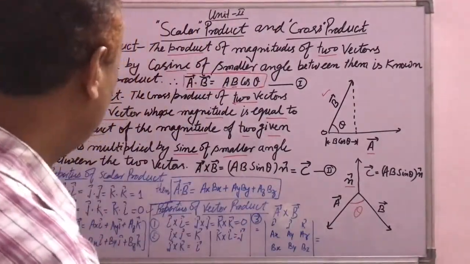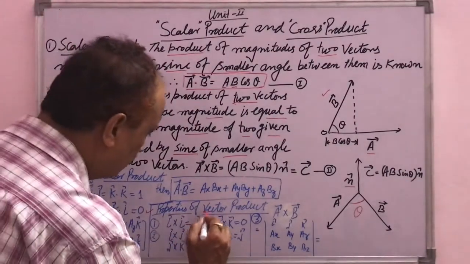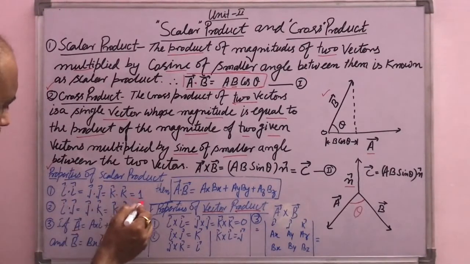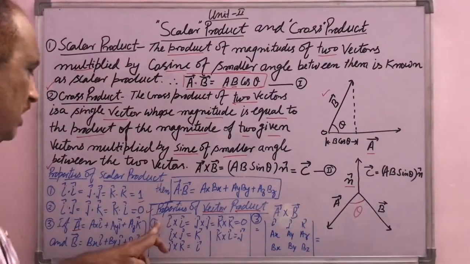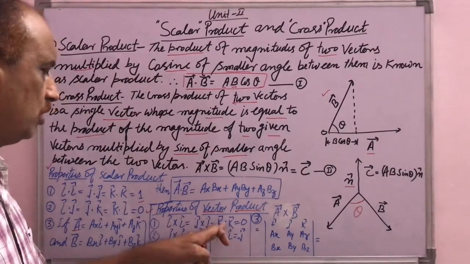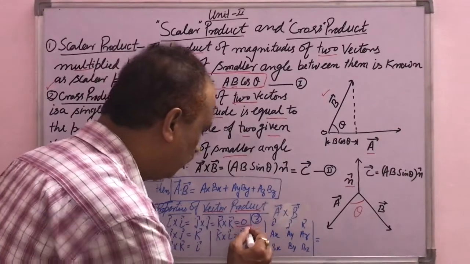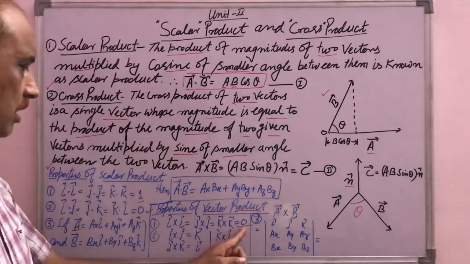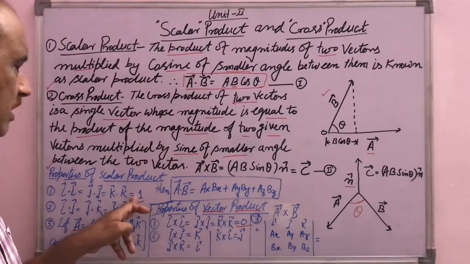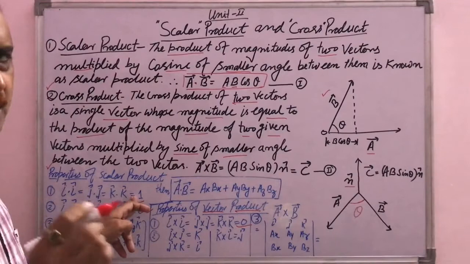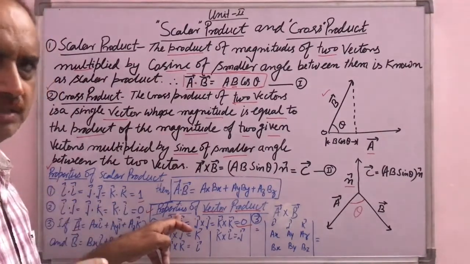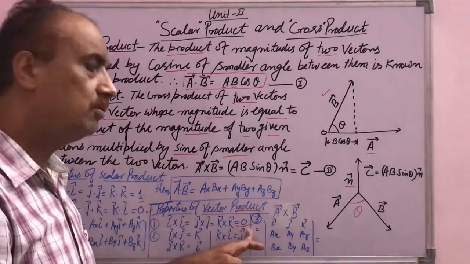Now the properties of the cross product. The first property: in the dot product, i dot i, j dot j, k dot k is equal to 1. But in the cross product, i cross i equals j cross j equals k cross k, which is always equal to 0. It means in the cross product, the answer is just opposite. In the dot product, we get the answer one when we multiply similar vectors. When we multiply two similar vectors under the cross product, the answer will be equal to 0.